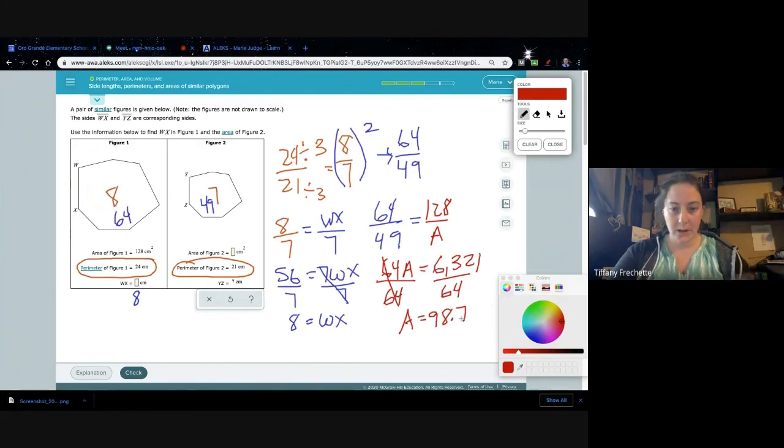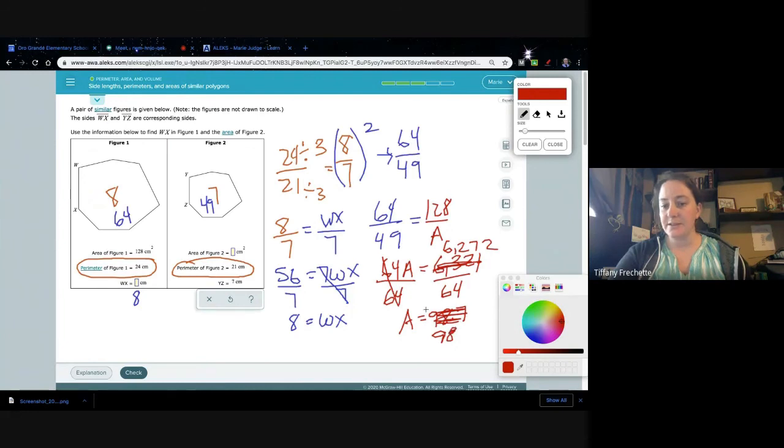I'm going to make sure really quick that I didn't mess up any of my numbers here. I'm a little concerned about the decimal. 64 to 49, we get 64A, and then 49 times 128. Ooh, so I did mess this up a little bit. 6,272 divided by 64 equals, that's better. So it's not 98.7, it's just 98.